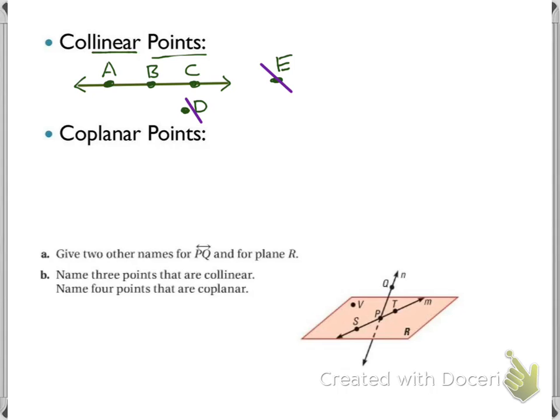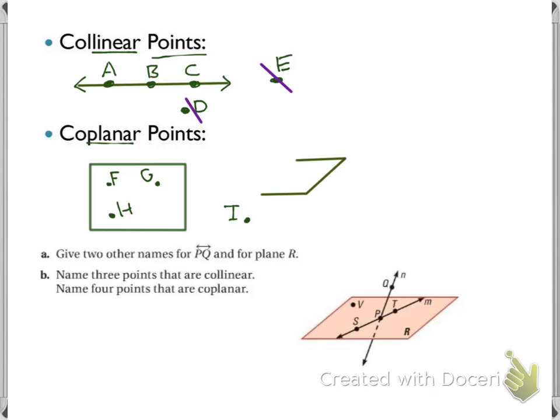Okay, same idea with now coplanar points. They're going to be points on the same plane. So if I draw a plane, let's do F, G, H, and then I is out here. I is not on the same plane. F, G, and H would be coplanar if I want to draw a plane in this form and put some points there.